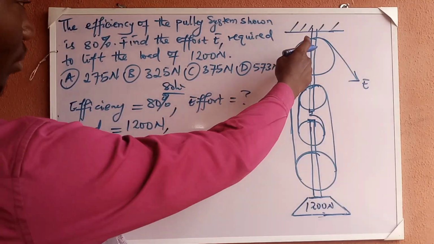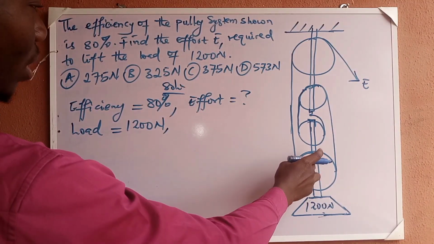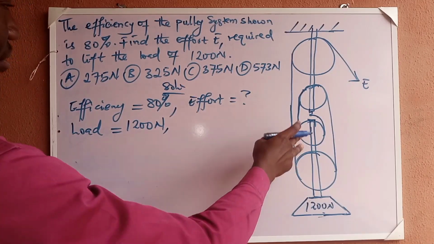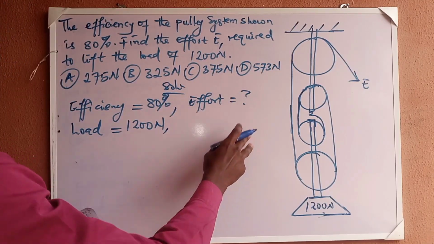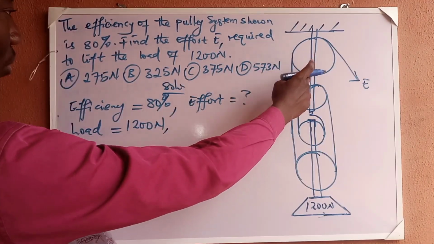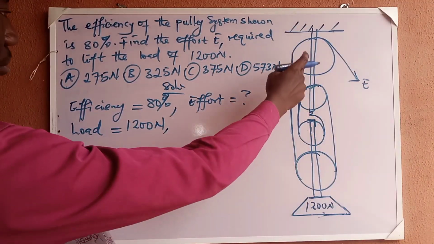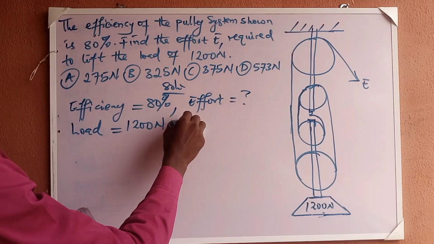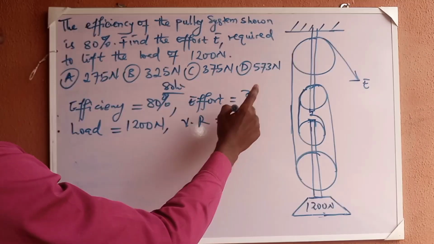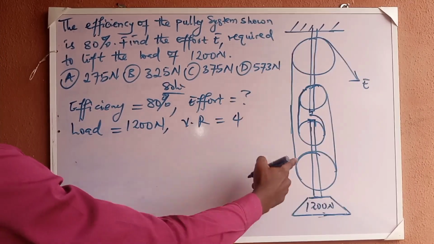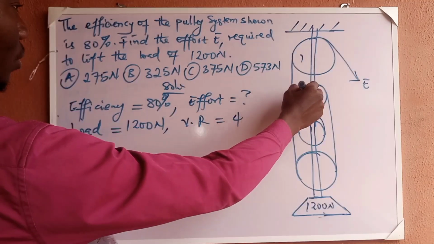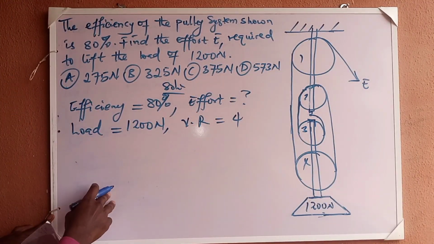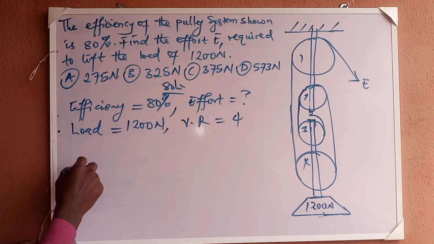Okay. So what again are we given in this question? Looking at this block and tackle system of pulleys, we have 4 pulleys in the block and tackle system, and that gives us the velocity ratio. Because for a pulley system, the velocity ratio corresponds to the number of pulleys in the system. And in this question, the block and tackle system has 4 pulleys. So the velocity ratio, VR, is going to be equal to 4, because we have 4 pulleys in the system.